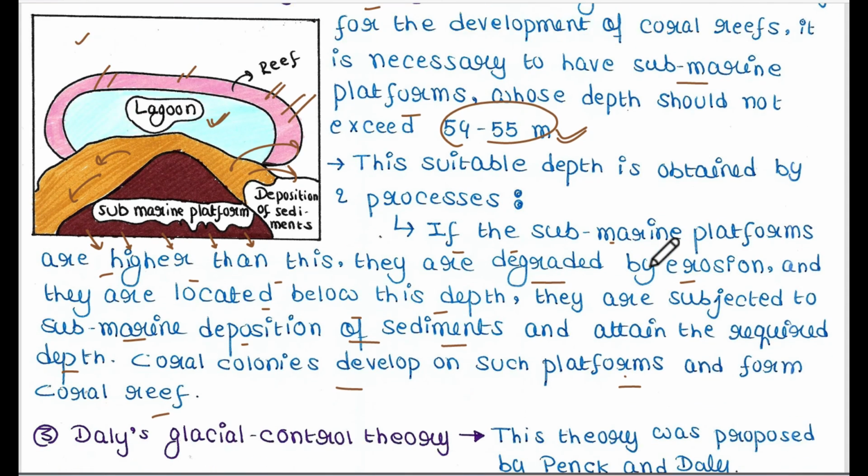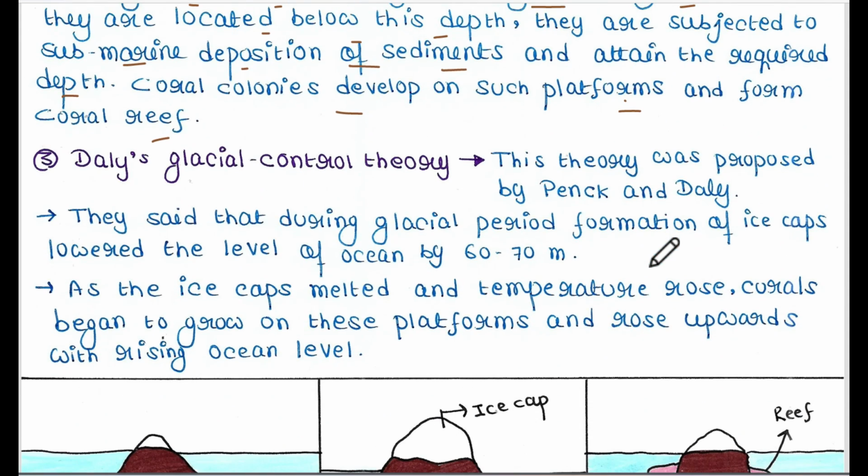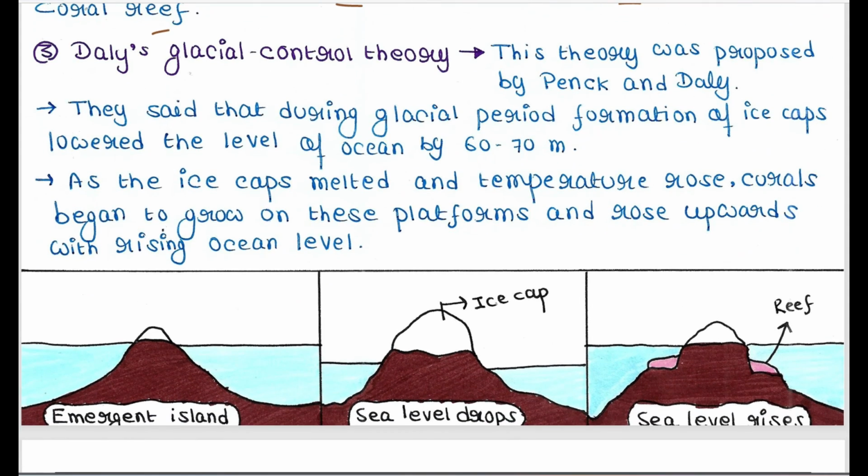Okay. The last theory is Daly's glacial control theory. This theory was proposed by Penck and Daly. They said that during the glacial period, formation of ice caps lowered the level of the ocean by 60 to 70 meters. As the ice caps melted and temperature rose, corals began to grow on these platforms and rose upwards with rising ocean levels. So here is the picture.